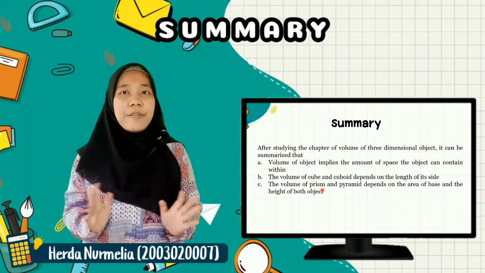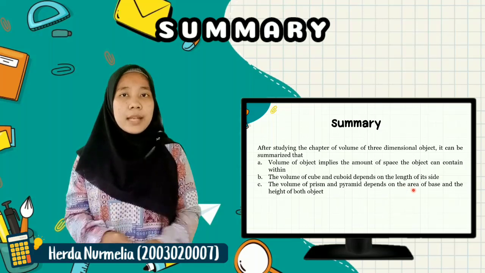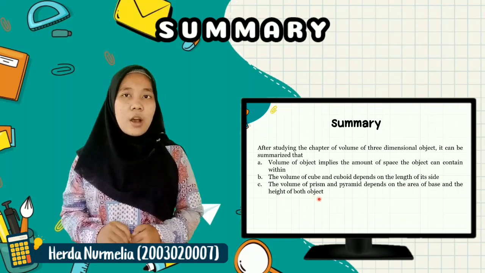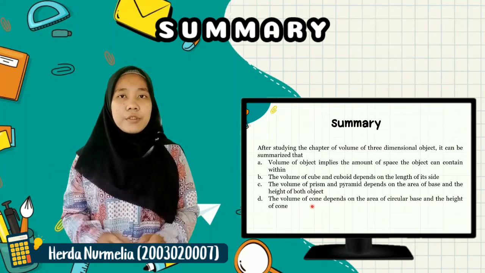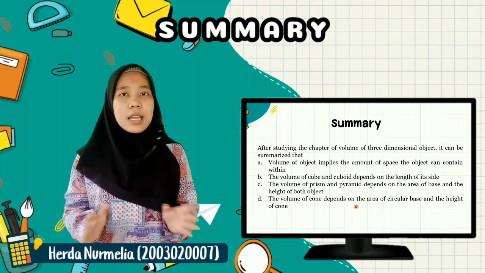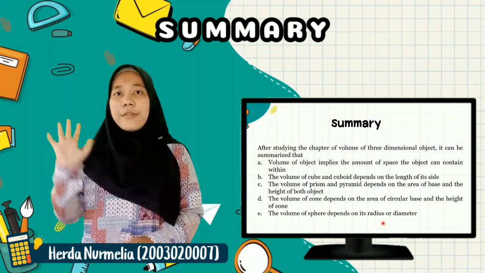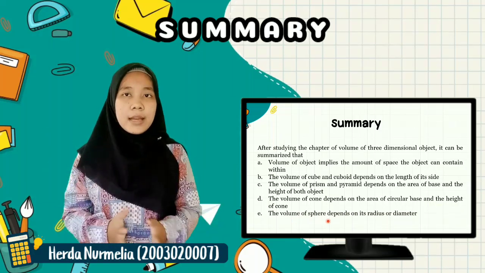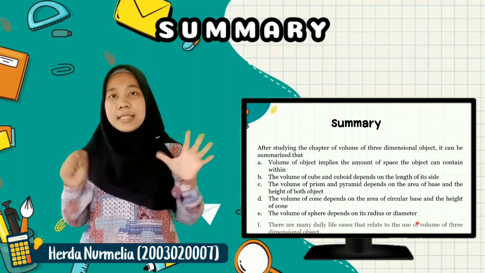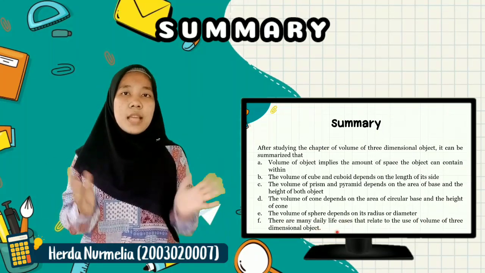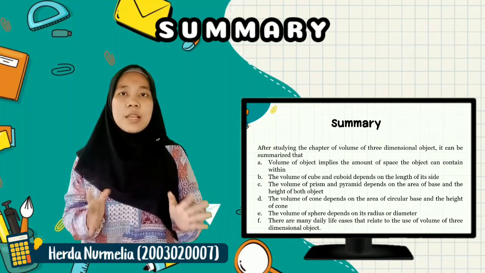Third, the volume of prism and pyramid depends on the area of the base and the height of both objects. Fourth, the volume of a cone depends on the area of the circular base and the height of the cone. Fifth, the volume of a sphere depends on its radius or diameter. Sixth, there are many daily life cases that relate to the use of volume of three-dimensional objects.